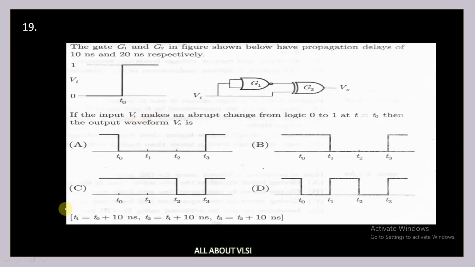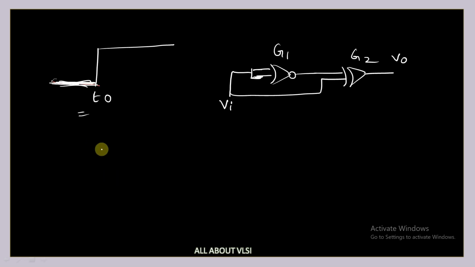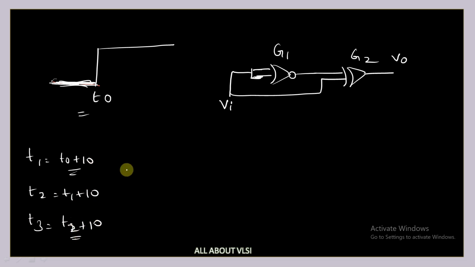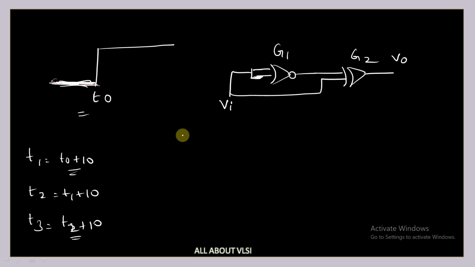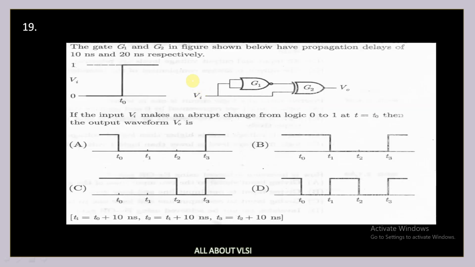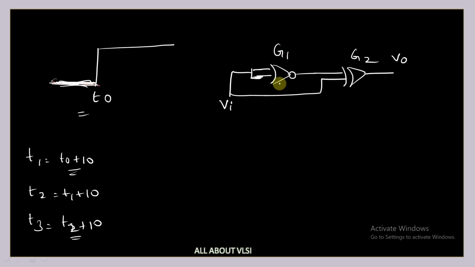Now what it is saying is that T1 is equal to T0 plus 10, and T2 is nothing but T1 plus 10, and T3 is equal to T2 plus 10. So there is a 10 time unit difference between T0, T1, T2, T3. And they have also mentioned the delays. The delay of your NOR gate is 10 nanoseconds, and the delay of your XOR gate is 20 nanoseconds.